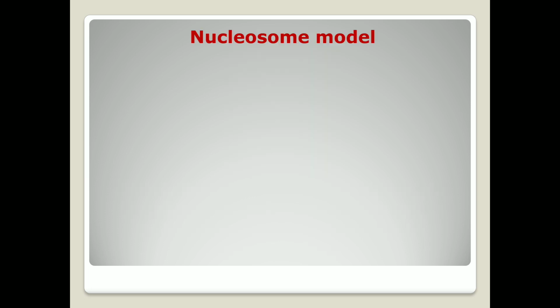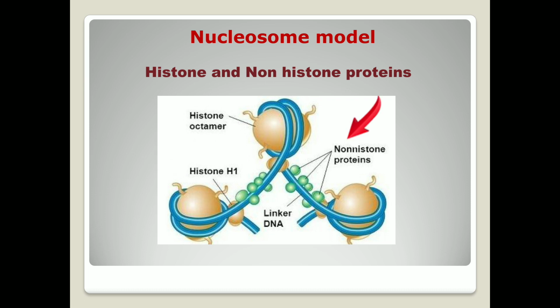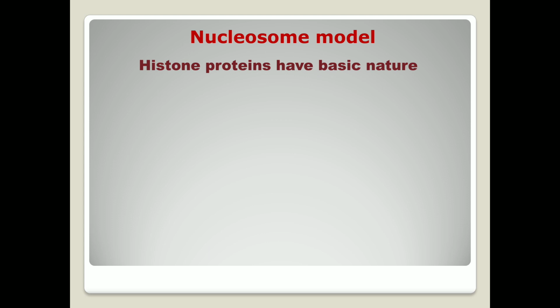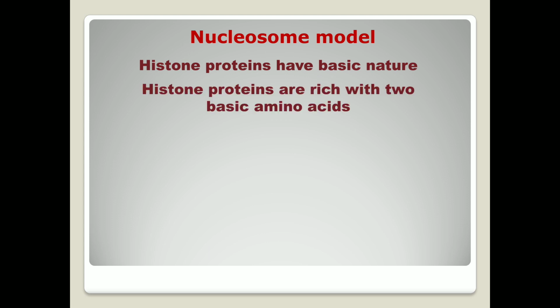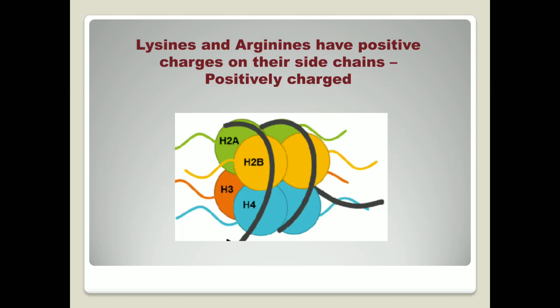Coming to the nucleosome model, in the structure of the nucleosome, some special proteins called histone and non-histone proteins participate. These histone proteins generally have basic nature. This basic nature is due to two amino acids, lysine and arginine. These lysine and arginine have positive charge. It is due to their side chains.